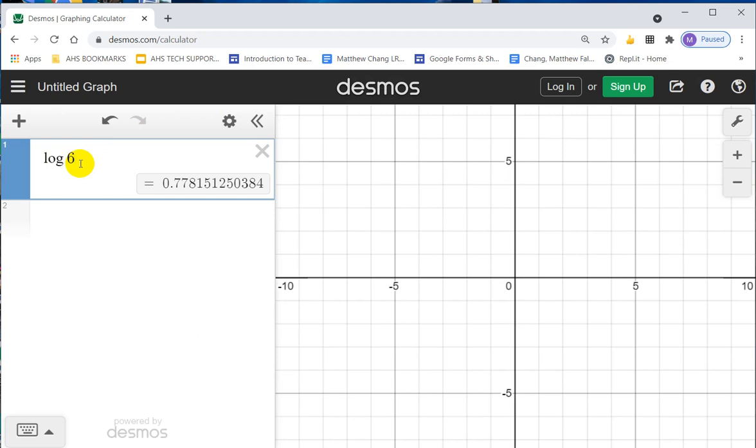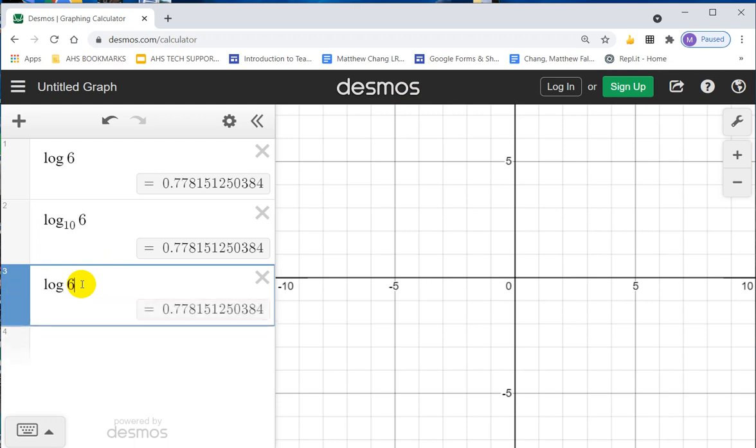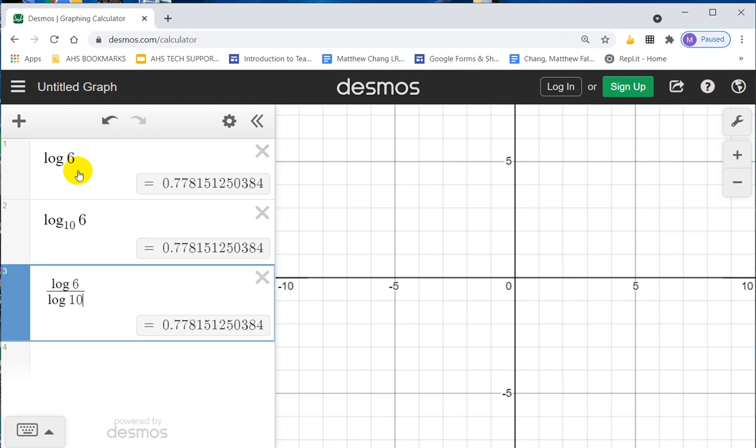So that's a common logarithm. If I type in log base 10 of 6, well, this is the same thing as what we have up here, as you can see. Basically what I'm trying to get at is, if I were to convert this, if I have log 6 divided by log 10, these expressions are all the same thing.